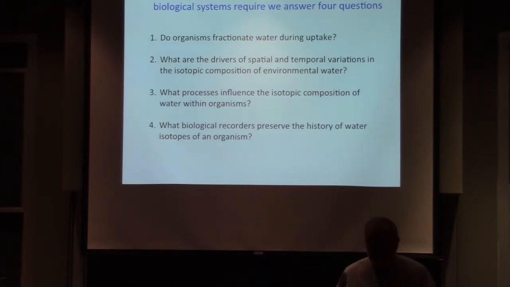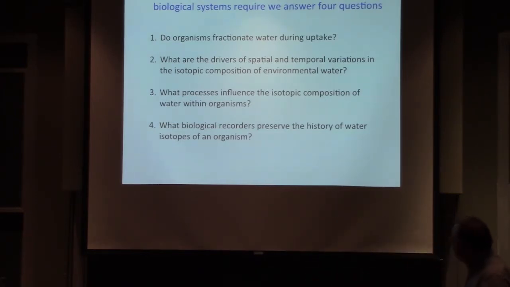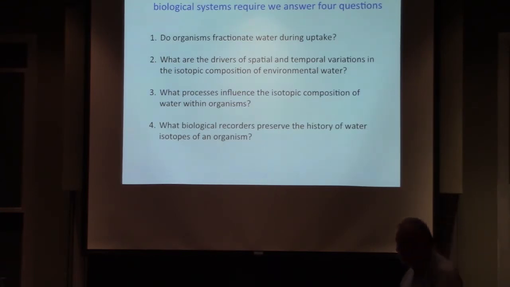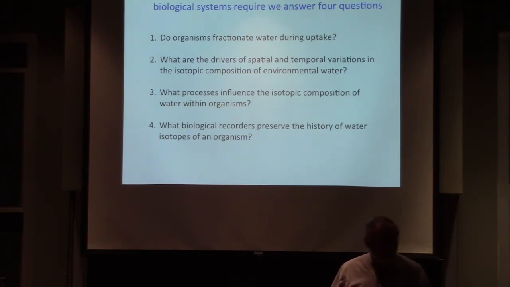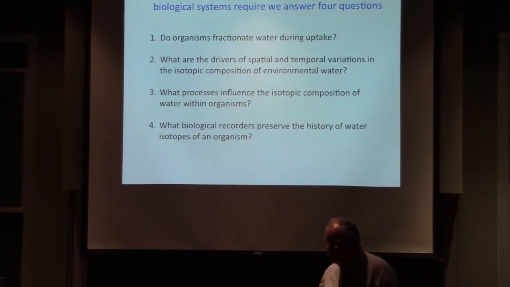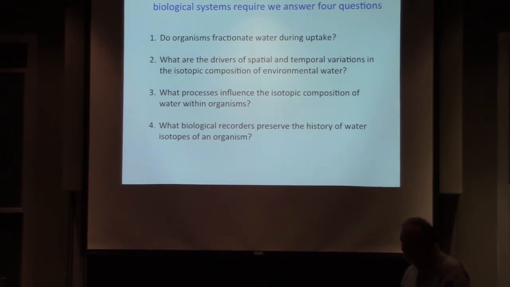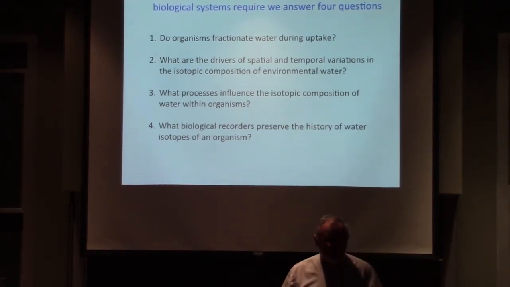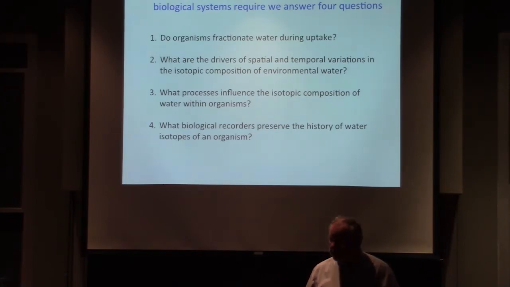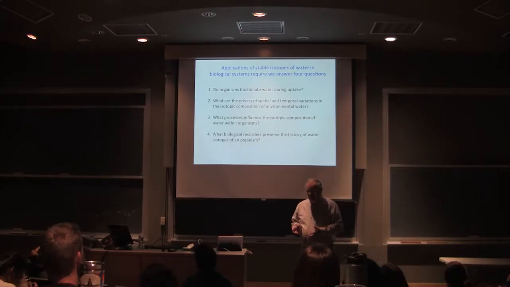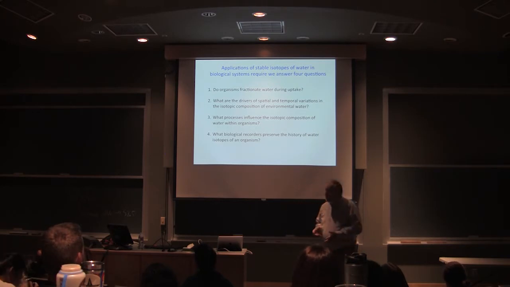I think if we're going to begin to use stable isotopes, we need to be able to answer 4 fundamental questions. Do organisms fractionate when they take up water? Very fundamental, because if they fractionate, we need to understand those processes and to be able to incorporate them. What are the drivers of spatial and temporal variations in the isotopic composition of environmental water? What organisms are going to consume is environmental water. So, what kind of variations? Gabe gave us a wonderful introduction to what some of those spatial patterns are going to be.